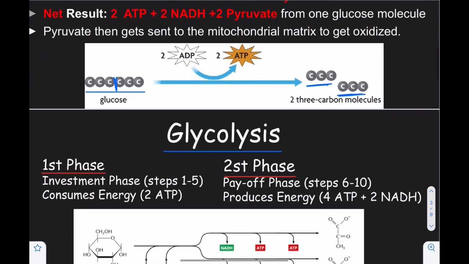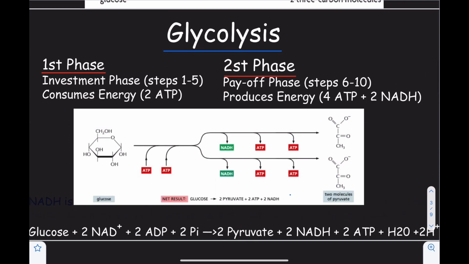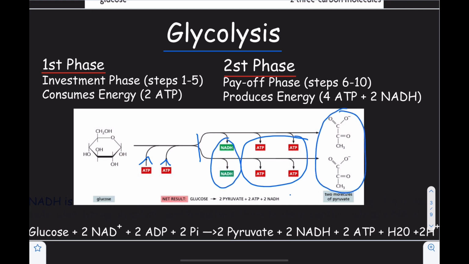Now, there are 2 stages to glycolysis. First phase, which is the investment phase, steps 1 through 5, and second phase, the payoff phase, steps 6 to 10. Now, in the investment phase, what happens is that 2 ATPs are invested, but on the side of the payoff phase, what's produced is 4 ATPs, 2 NADH, and 2 pyruvate molecules.